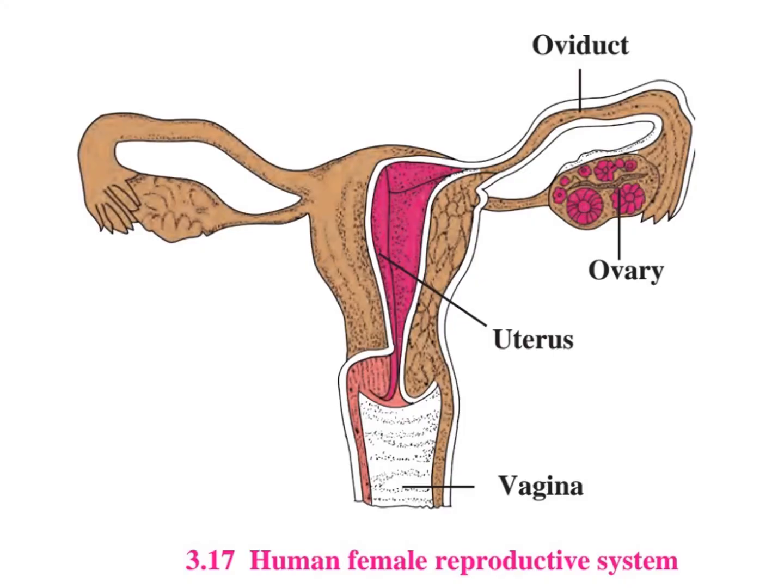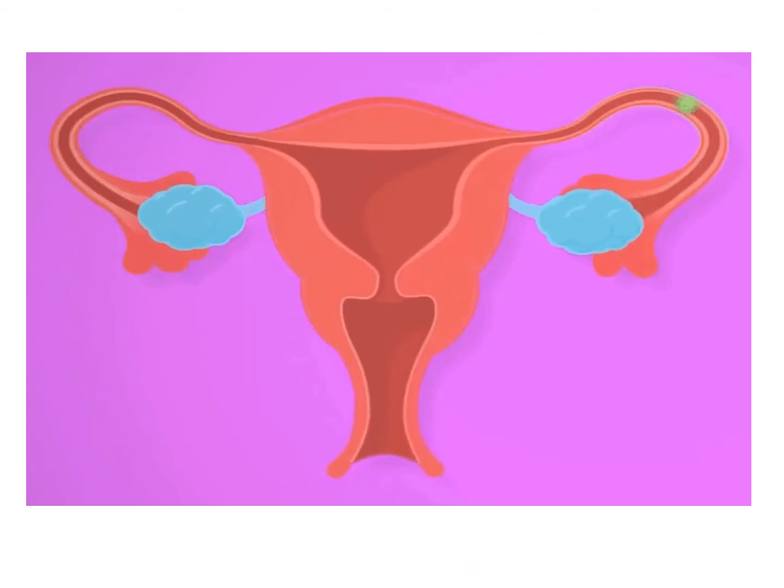Now starting with the human female reproductive system. The female reproductive system consists of a pair of ovaries, a pair of oviducts, a single uterus, and a vagina. Every month, an ovum is released into the abdominal cavity alternately from each ovary. The free end of the oviduct is funnel-like and an opening is present at its center. So the oocyte crosses through it and enters into the oviduct through that opening.